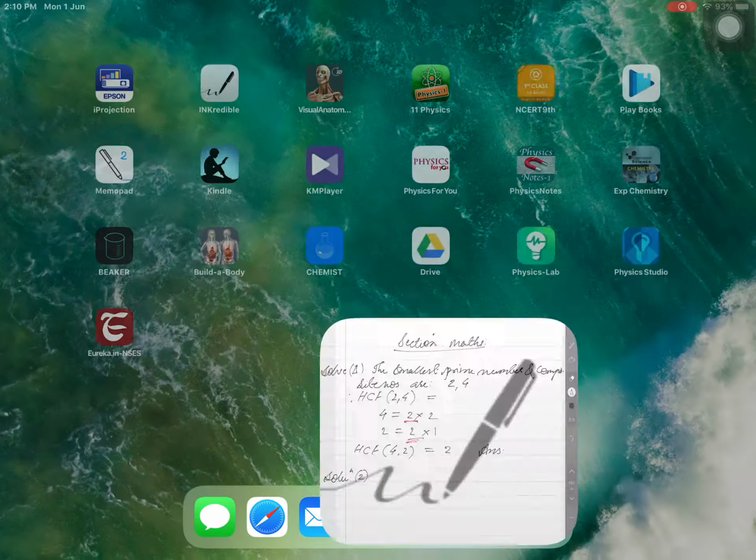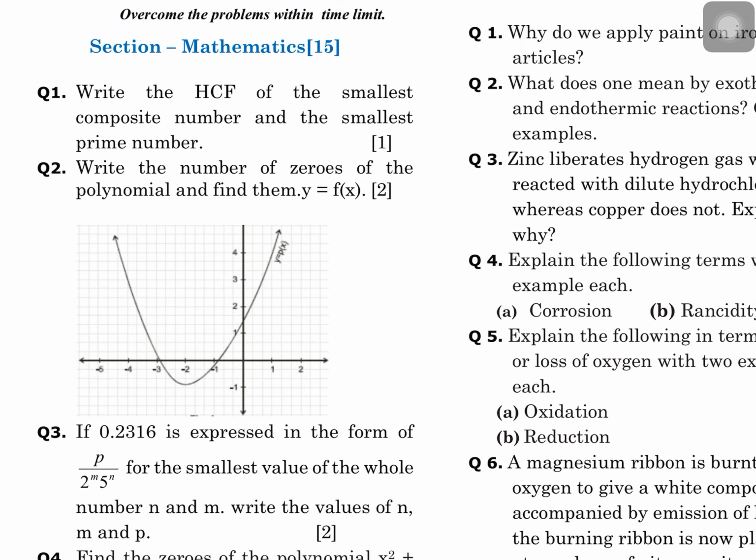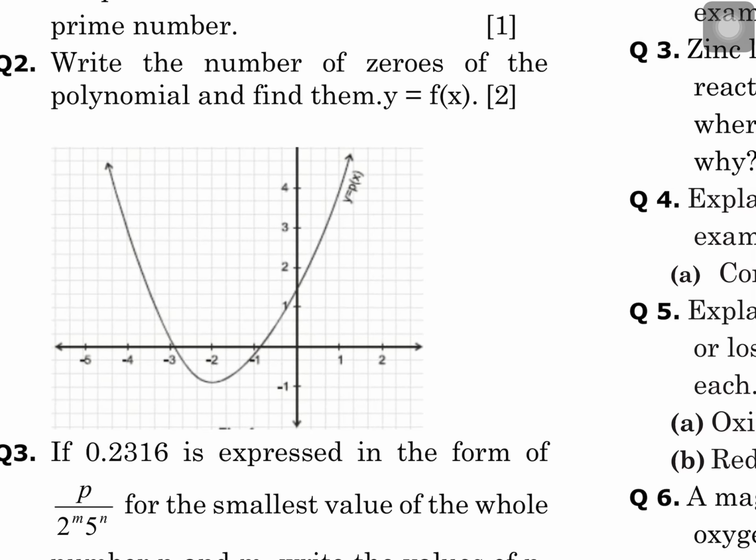Now see solution number 2. What is the question saying? Write the number of zeros of the polynomial and find them. You had studied this concept in the 9th class, the zeros of a polynomial and what the degree of a polynomial is. So tell me guys, what type of pattern of the graph is before you? Parabolic, like this type. Upward parabolic, this is called.